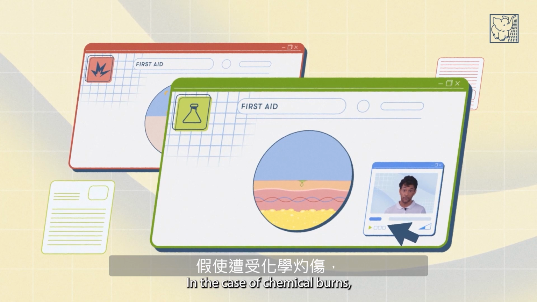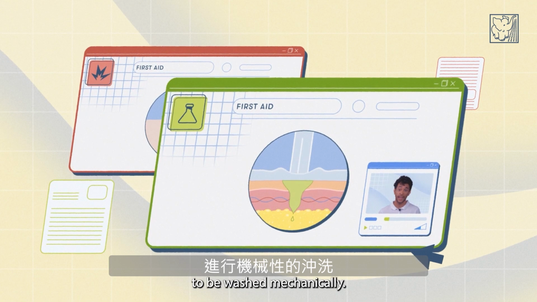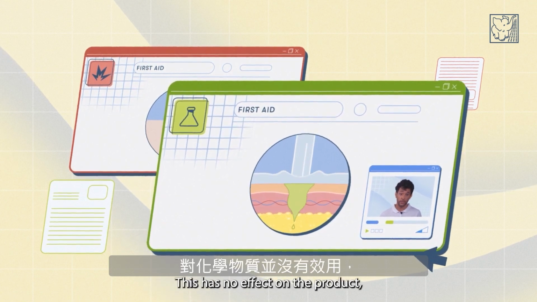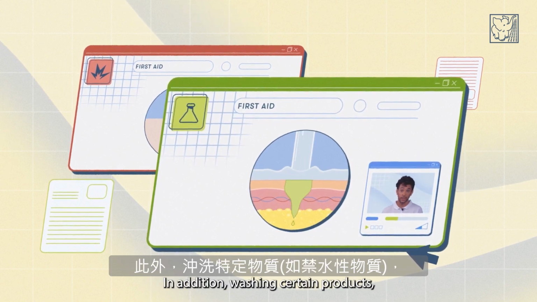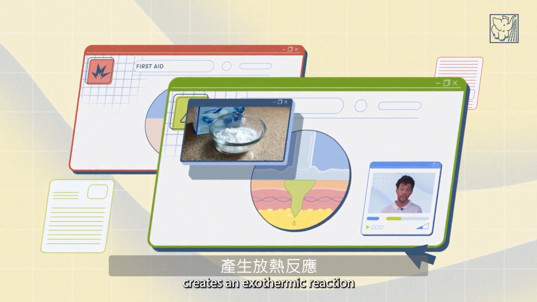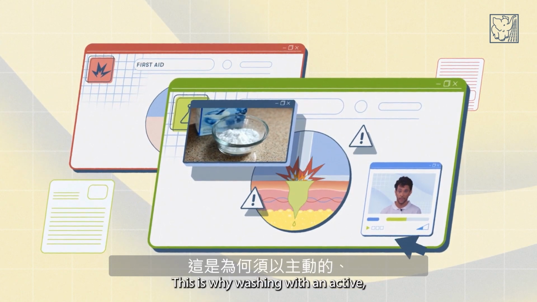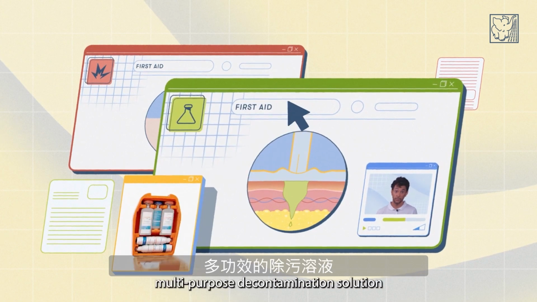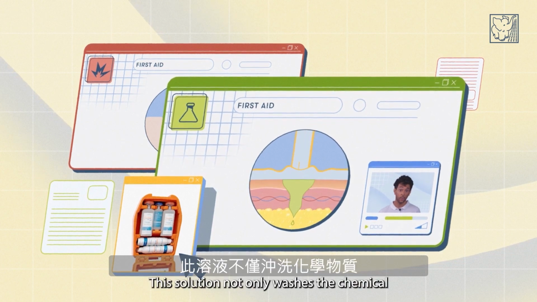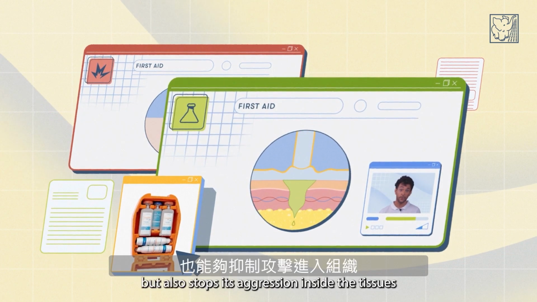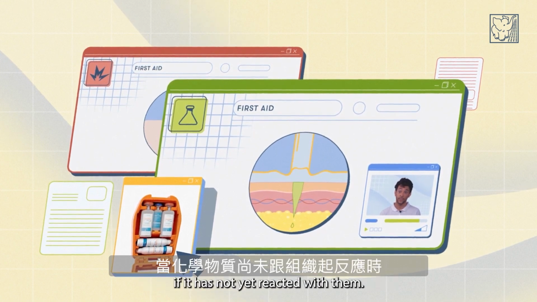In the case of chemical burns, washing with water only allows the surface of the tissue to be washed mechanically. This has no effect on the product, which has already penetrated the skin tissue. In addition, washing certain products, such as lime, with water creates an exothermic reaction causing a thermal burn in addition to the chemical burn. This is why washing with an active multi-purpose decontamination solution should be preferred. This solution not only washes the chemical from the surface, but also stops its aggression inside the tissue if it has not yet reacted with them.